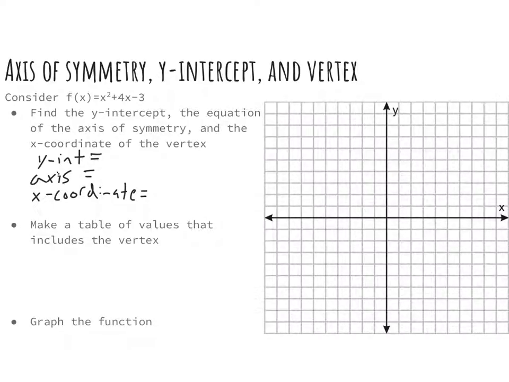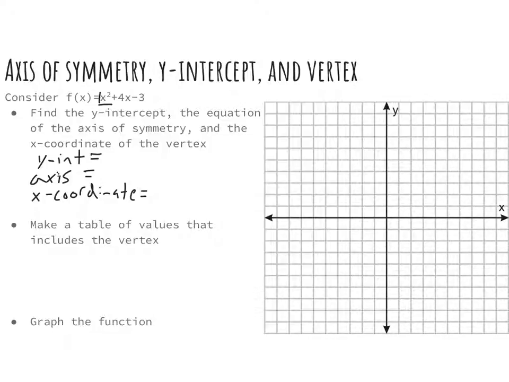So our first example, we've got f of x is equal to x squared plus 4x minus 3. If you were ever given an equation where the variable does not have a number in front of it, like this x squared here, put a 1. So that makes it a little bit easier for us. The first thing we're going to do is find the y-intercept, the equation of the axis of symmetry, and the x-coordinate of the vertex.